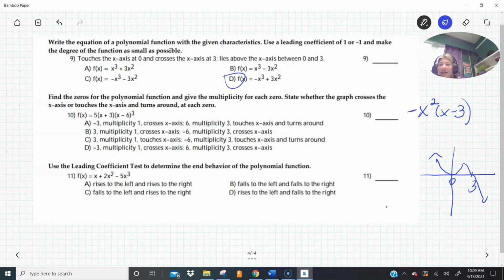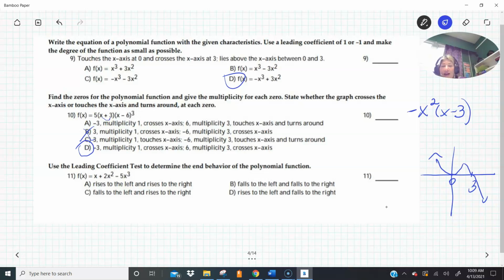Number 10 says find all the zeros. I have a 0 at negative 3, a multiplicity of 1, so I know it's not B or C. I have a 0 at positive 6 with a multiplicity of 3. Positive 6, that's this one and this one, and so it's still A and D. I need to know if that multiplicity of 3 makes it cross or touch and turn around. The multiplicity of 3 wiggles through, that's a cross. The best answer is D for number 10.